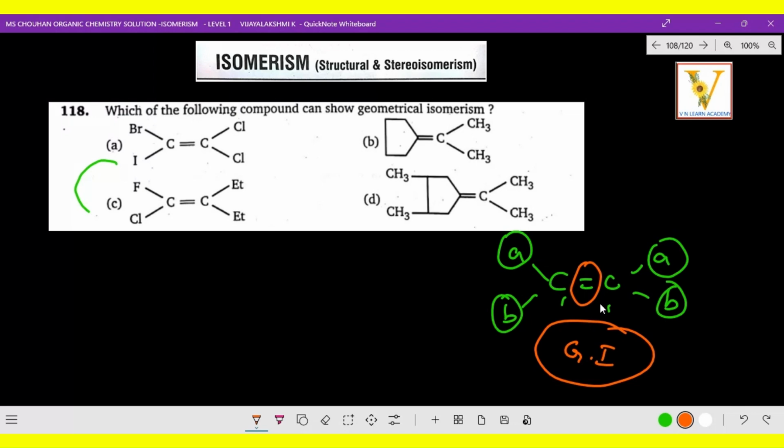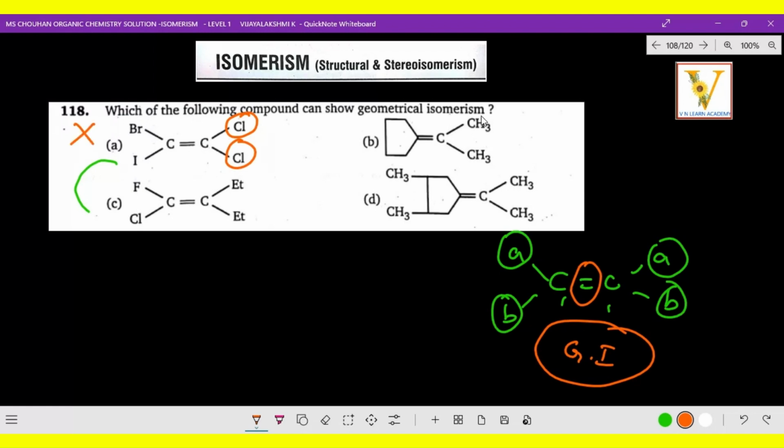How do we identify geometrical isomers? Both carbons should have different groups or atoms attached, that is called geometrical isomers, like cis and trans. So A, it is cis, and AB, it is trans, in that way. Come on, let us check here at this point. Option A, here both sides are chlorine, whereas here bromine and iodine. Yes, fine, but here both are the same. So this cannot show geometrical isomers.